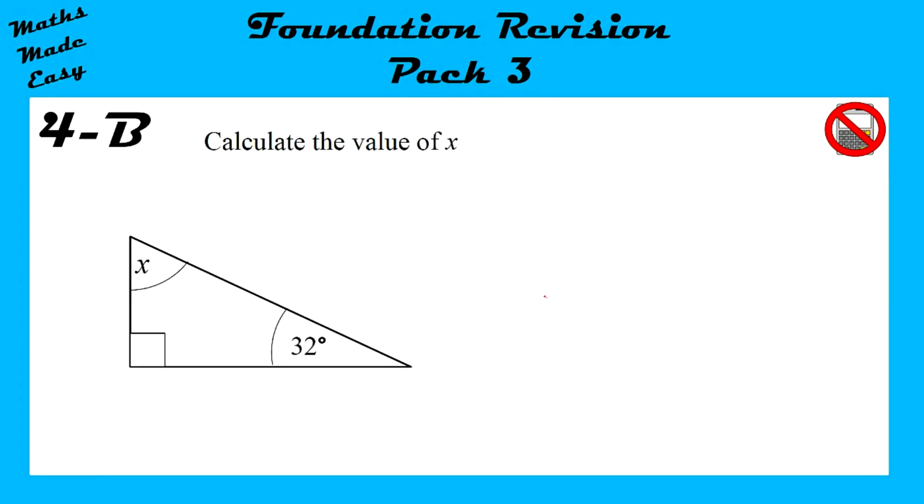4b. Same again on this one. Remember that the angles in this triangle add up to 180. This angle down here is 90 degrees, so 90 plus 32 is 122 degrees. So I need to work out what makes it up to 180, and that is 58 degrees.